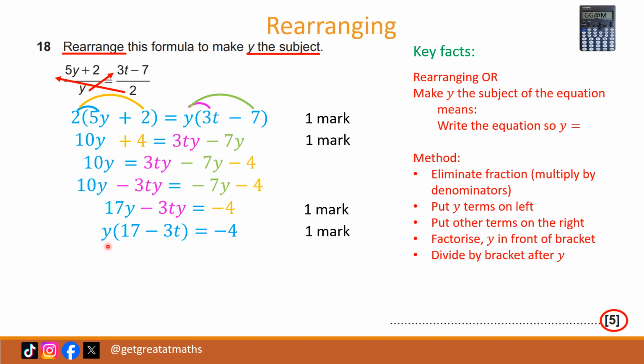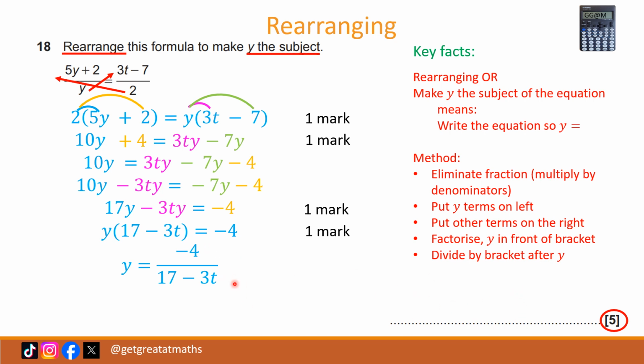From here, I now need to get y on its own. So I've got 4 marks so far. To get the last and 5th mark, I need to get the y term on its own, so I need to get rid of this bracket that I've multiplied by. So instead of timesing by the bracket, I'm going to divide by this bracket. So I have got -4 over 17 minus 3t. And this is your answer, and you can write this on the dotted line.